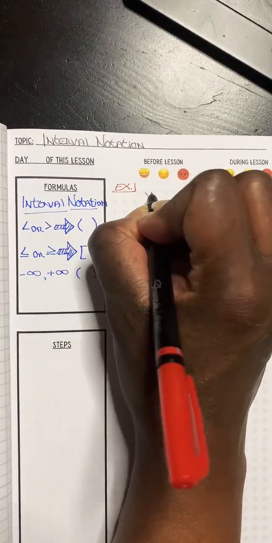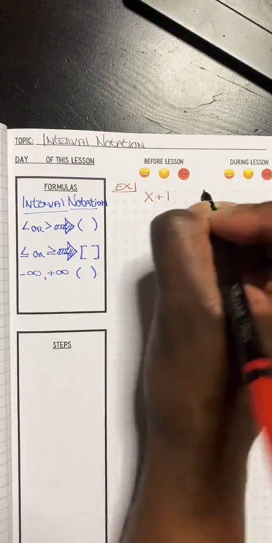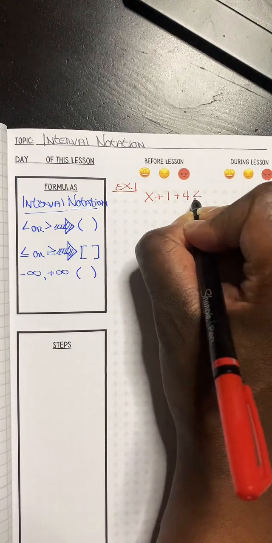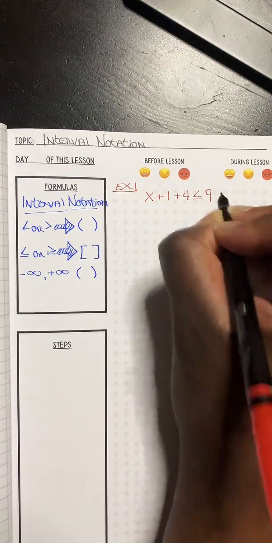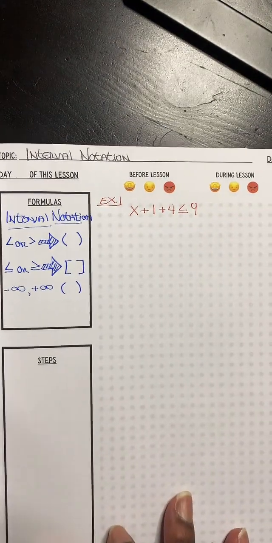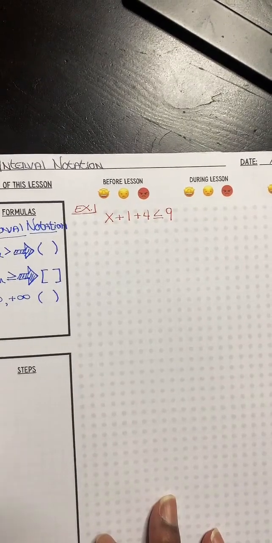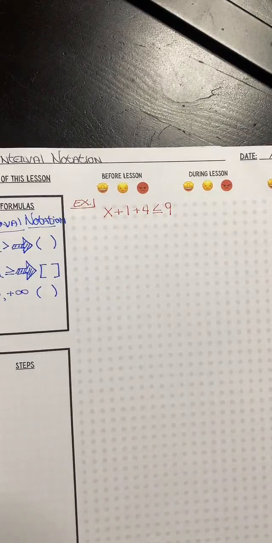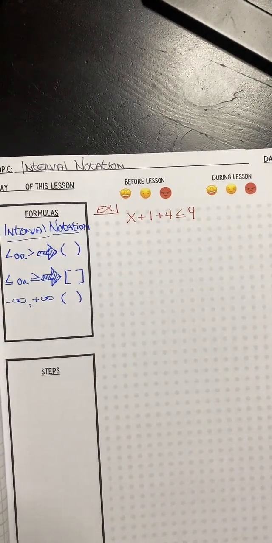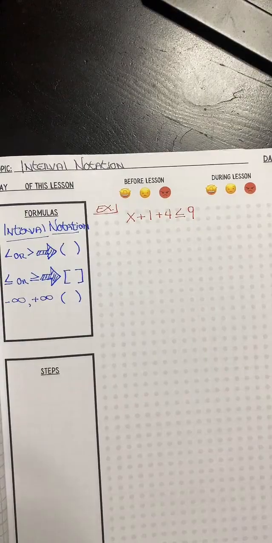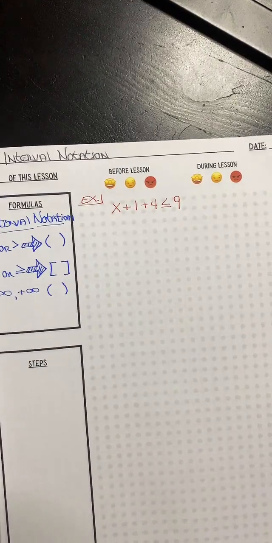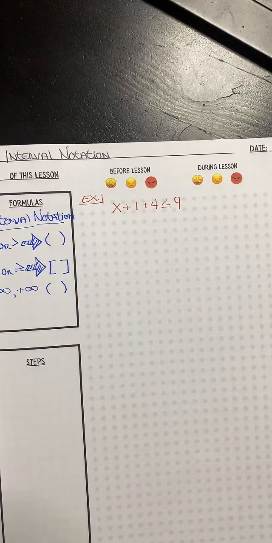So we have x plus 1 plus 4 is less than or equal to 9. I know, not too mind-blowing, but we just want to get you all nice and warmed up. My phone has been acting up like crazy and just doesn't want to zoom. Okay, fine. This is how we're going to do it.